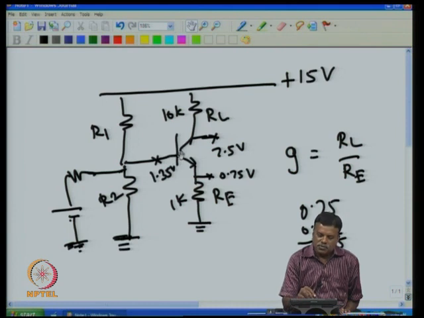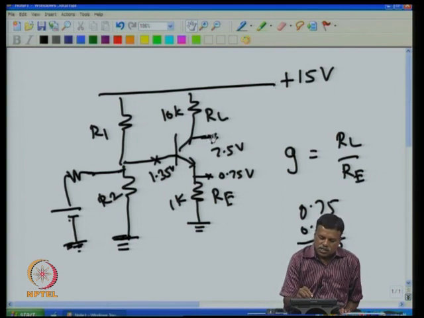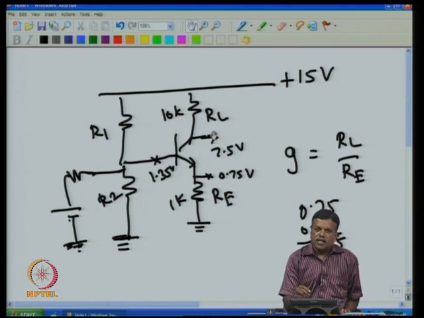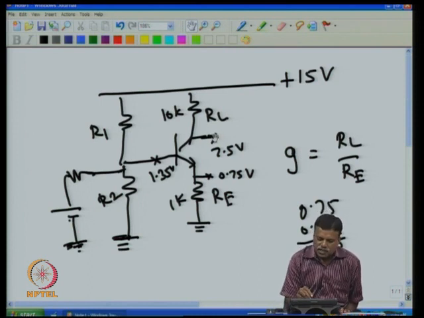That means when ambient temperature changes, this point voltage will change. Similarly, if the supply voltage changes, again this voltage will change, because if, for example, this voltage increases, then this voltage also will increase. If this increases, then this voltage will increase, and that will increase the current through this, and that voltage will decrease. That means the voltage at this point can change due to this change in supply voltage as well as due to change in the temperature of this transistor.